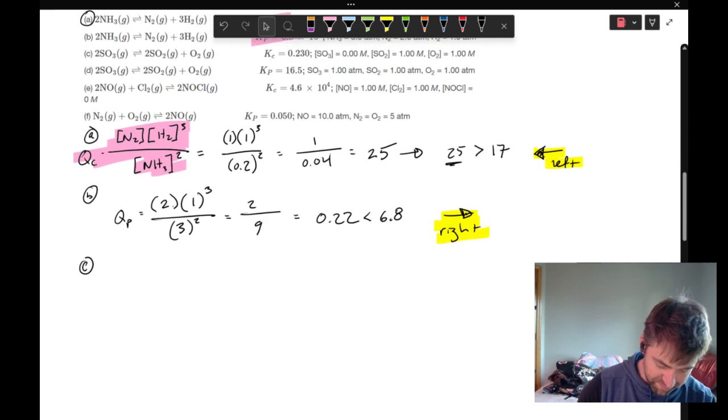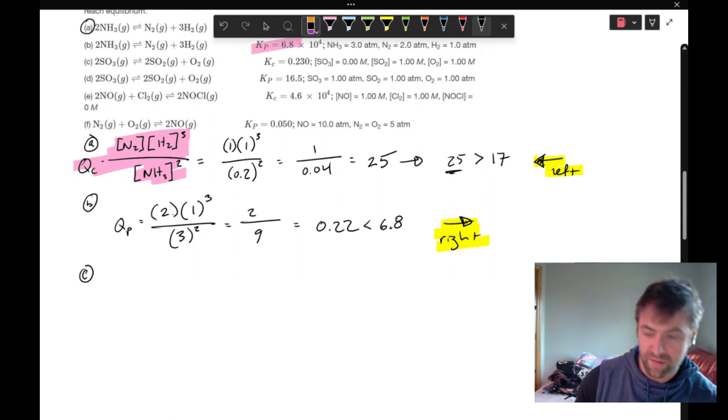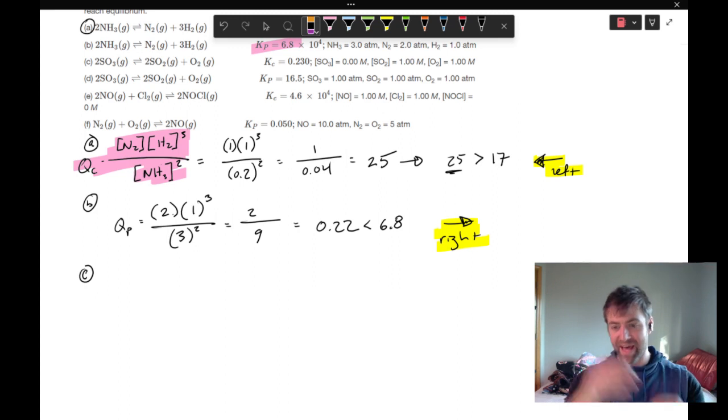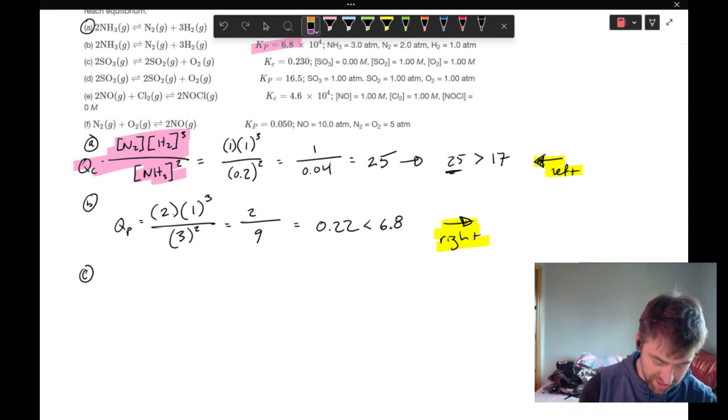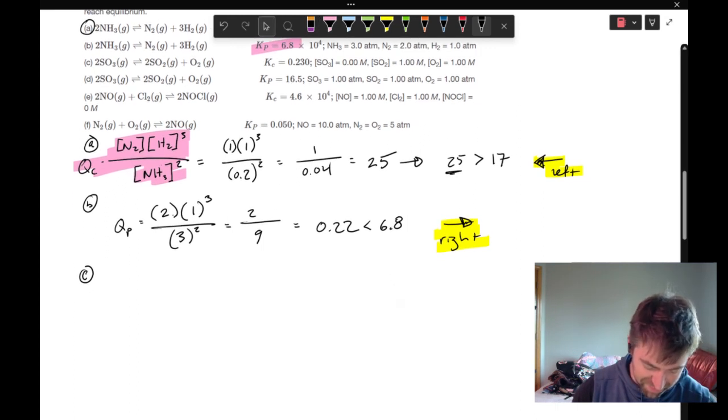Question C gets a little funny. I'm going to make some assumptions here that you're starting to see the trends, products over reactants. Make sure that you use your molar equivalents as an exponent in your equation here for getting your reaction quotients. And sorry, my screen is acting a little bit funny, which is making this hard to read.